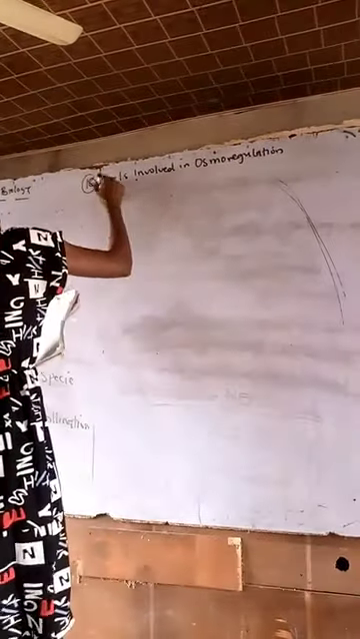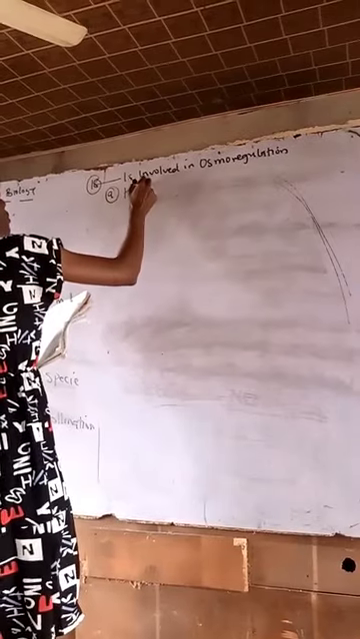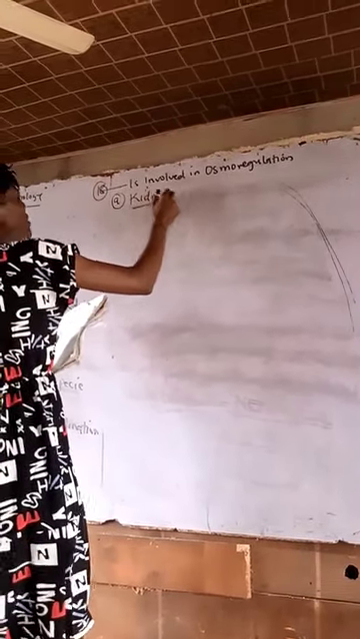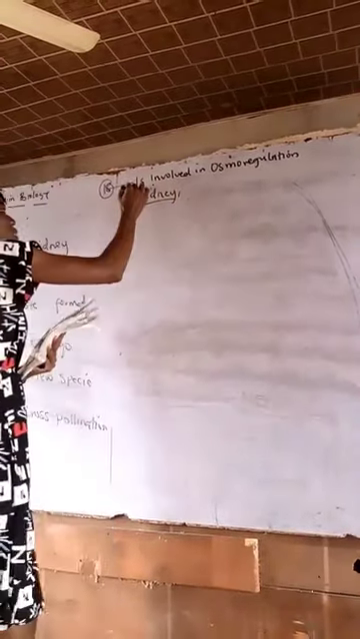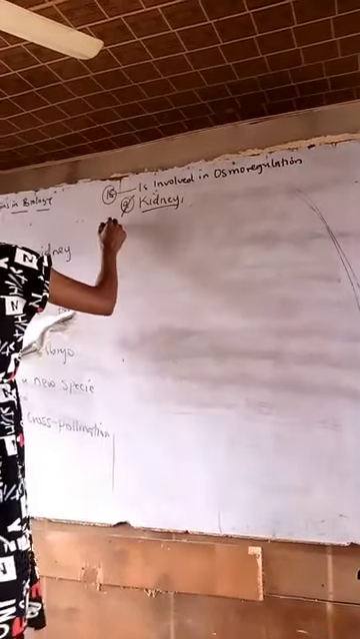Please, they have other ones. They gave options. Kidney. Please, kidney is involved in osmoregulation. Okay. Kidney is involved in osmoregulation. So the answer is what? Kidney. The next question.